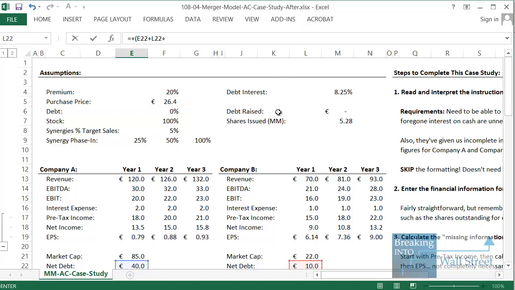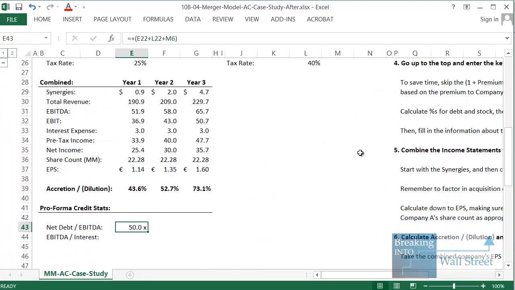We're also going to add the debt raised, and we need to anchor all these numbers with F4, and then we're going to divide this by the annual EBITDA over here. So 1x going down to 0.8x, and then for the EBITDA over the interest expense, this is pretty easy. EBITDA divided by interest right here, and so we have the credit stats like that.